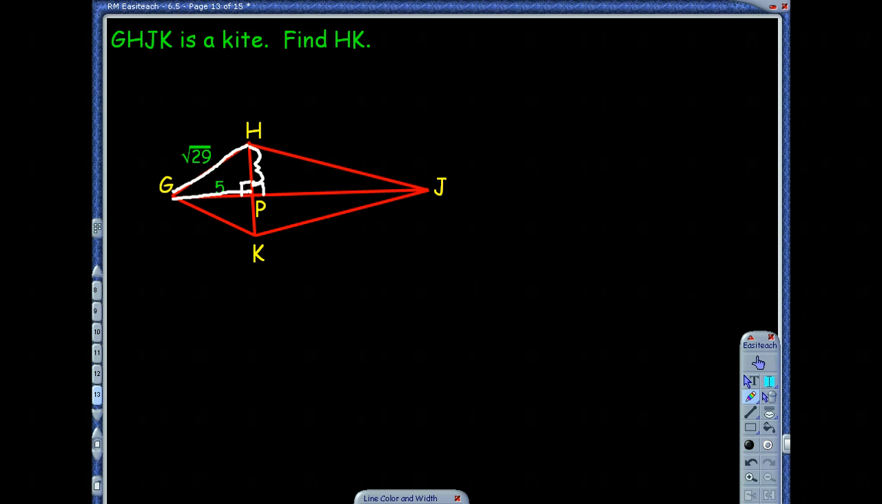So this is what I'm thinking. If I can find HP, then maybe I could find HK. And I'll explain what I'm thinking once I find it. Okay. So let's go ahead and find HP. And we're going to use the Pythagorean theorem because we have two sides of a right triangle. So let's do 5 squared plus, and you did x, so x squared, that's your HP, equals radical 29 squared.